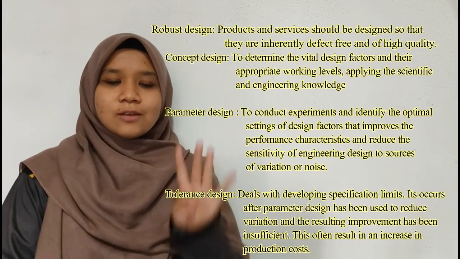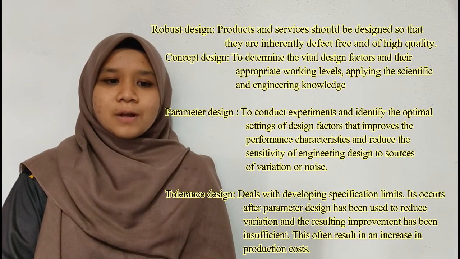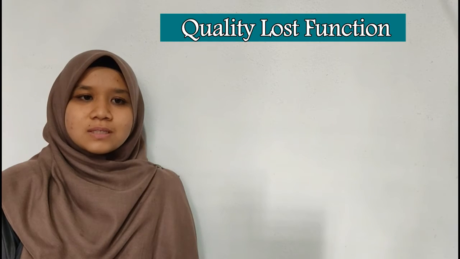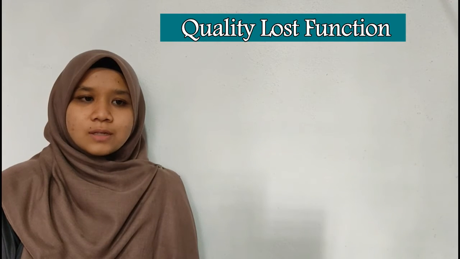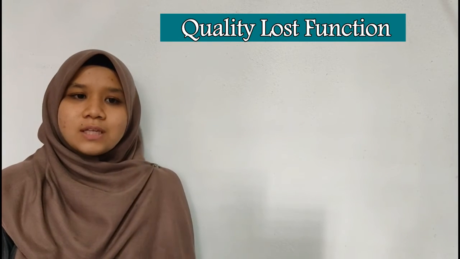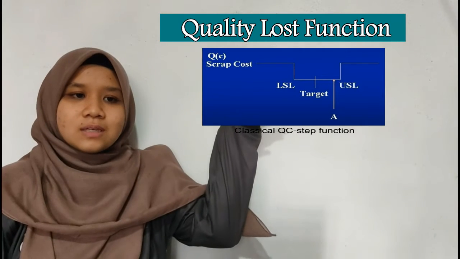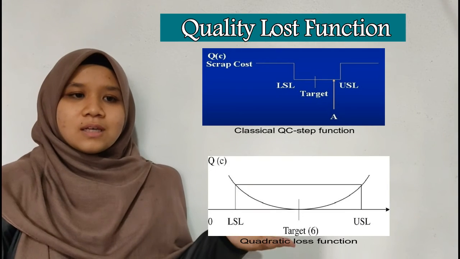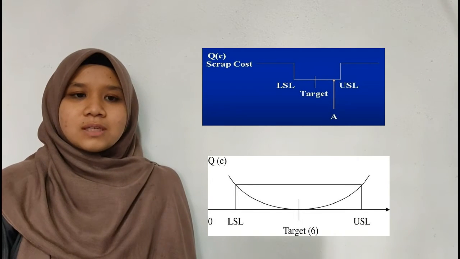Of these four design considerations, the Taguchi method primarily focuses on parameter design. Quality loss function focuses on the economic and societal penalties incurred as a result of purchasing a non-conforming product. Losses may include maintenance costs, failure costs, and effects on the environment such as pollution or excessive cost of operating the products. There are two ways to identify quality loss function, that is classical quiescence function for potential loss to society and quadratic loss function to quantify loss to society.